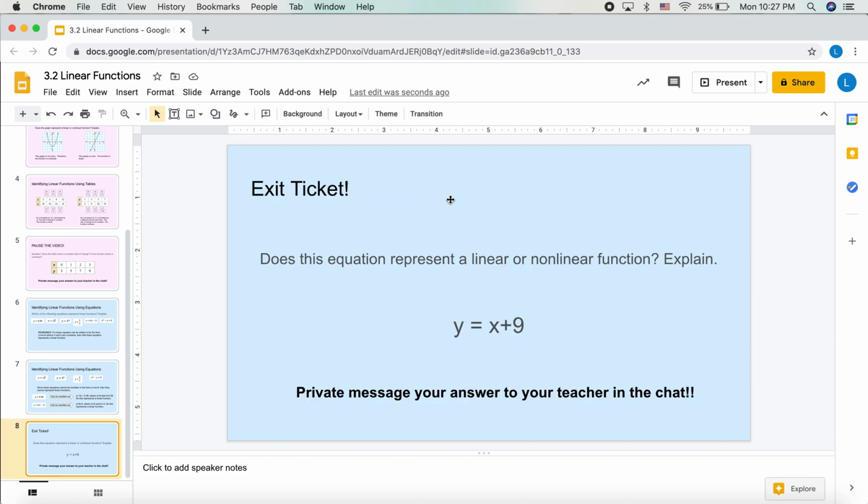So now it is your turn to try this simple example. This will be your exit ticket. So does this equation represent a linear or nonlinear function? Explain. Again, you will private message your answer to your teacher in the chat.